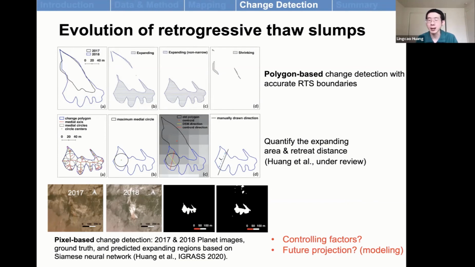I also tried another algorithm that is pixel-based. This algorithm uses a deep learning technology called Siamese neural network. It compares the two images directly, then tries to find the expanding region. For example, this one is the ground truth, and this one is the output from the algorithm.